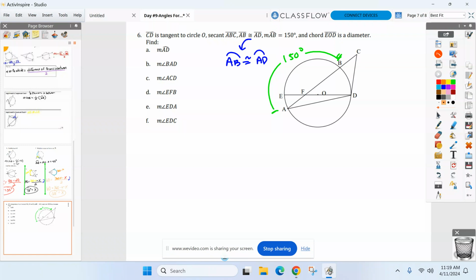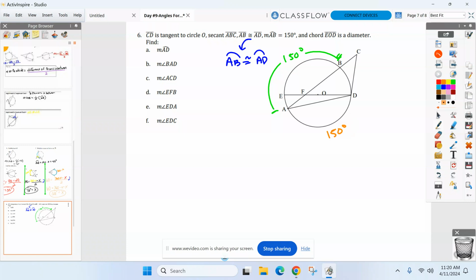All right. We're going to find all the arcs. I guarantee it here. What's one other arc now? What's another arc we already know now that we just went over that fact? AD also has to be 150. So here we go. AD is 150. All right, you're going to find the rest of them now.